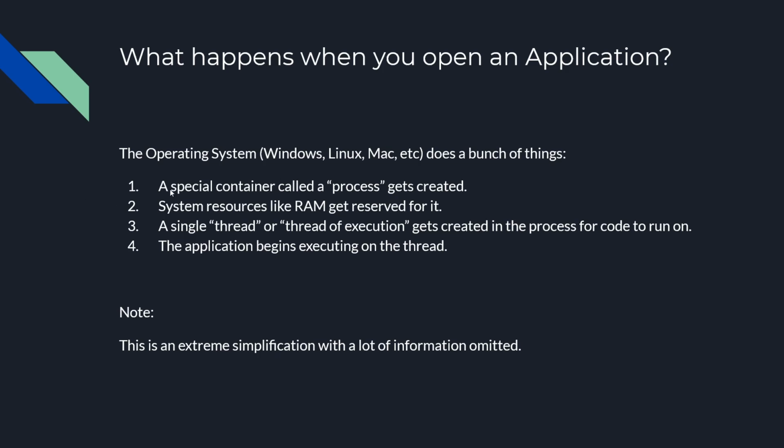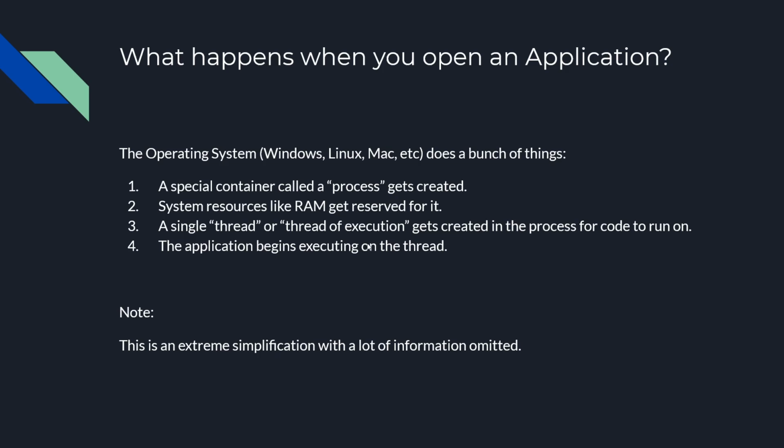The first thing is a container, a special container called a process gets created. The process holds all the info for our currently running program, the one that we double-clicked on. The system is going to give some resources to it, like the RAM. It's going to reserve however much RAM it needs in order to do this. After doing all that, it's going to create a thread, sometimes called a thread of execution. This thread is what actually runs the code. It is at this point that the application begins running the code.